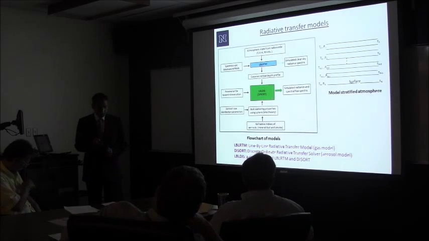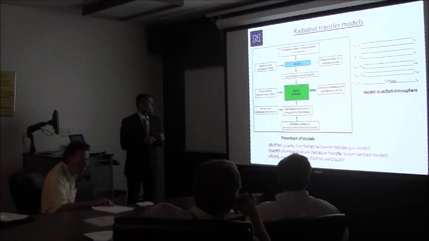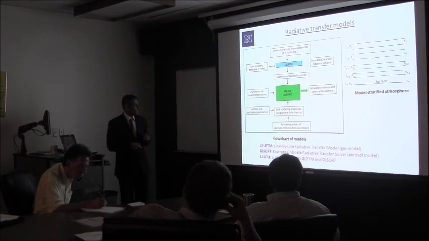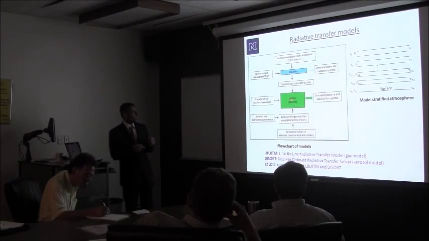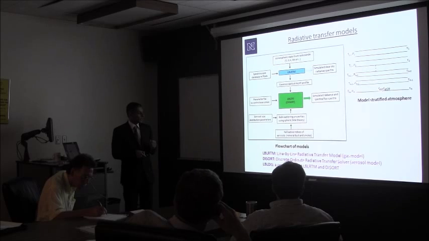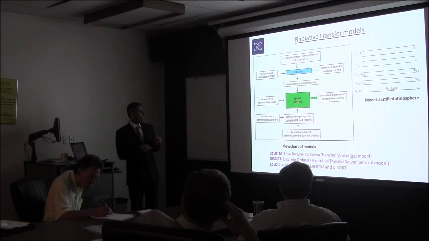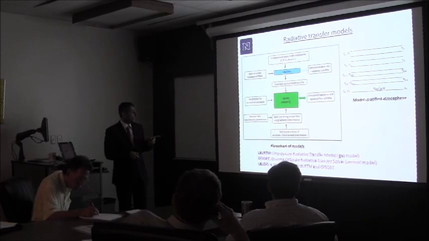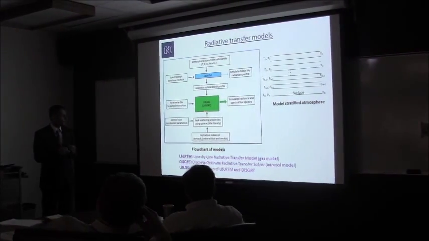Radiative transfer models, it is the heart of our work. So basically there are two models, LBLRTM, which stands for line by line radiative transfer model, and this is a gas model. And the next one is LBLDIS, discrete ordinate radiative transfer solver. It's an aerosol model, and it has DISORT in it. Sorry, this is DISORT, and LBLDIS is a combination of LBLRTM and DISORT.